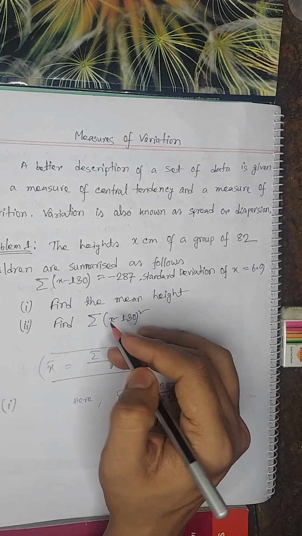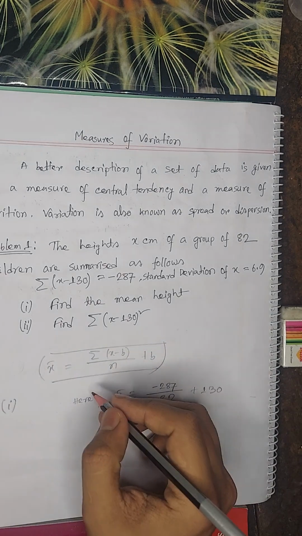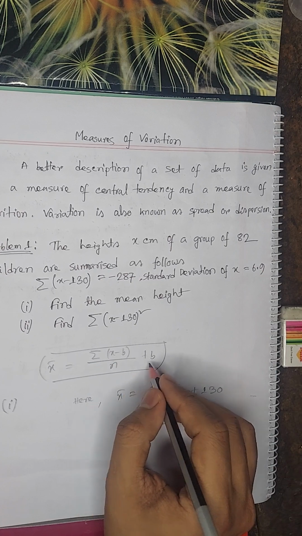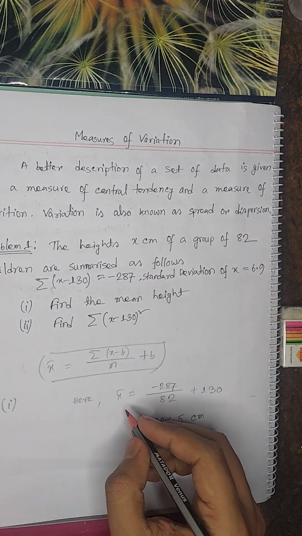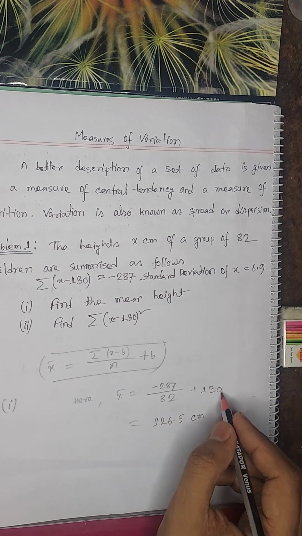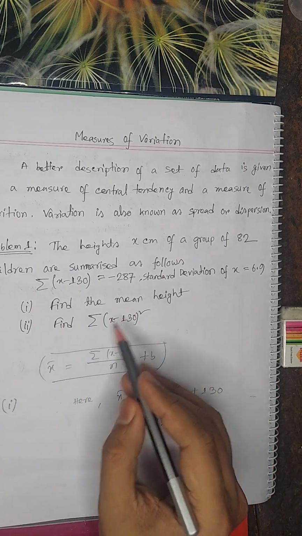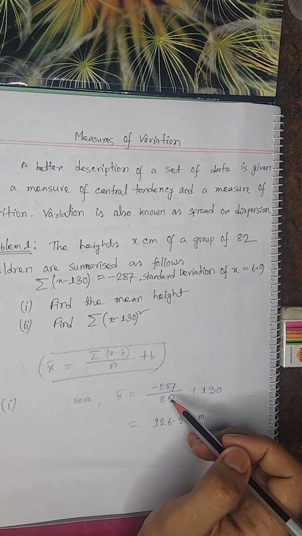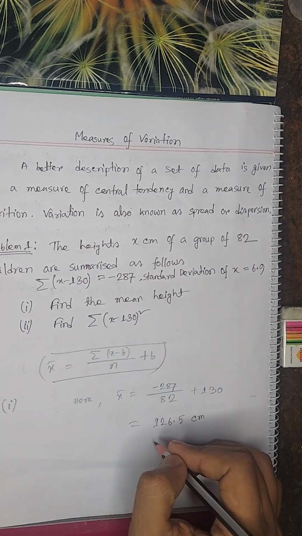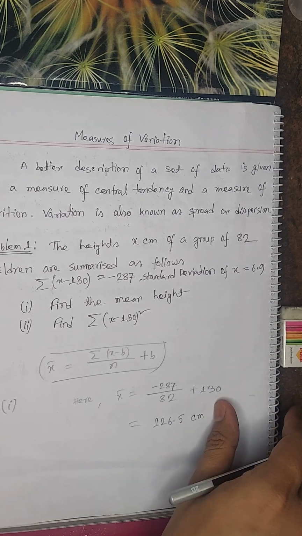Okay, and we have to find the mean height and then find this. Here is the formula of the mean, which is summation of x minus b divided by n, plus b. We have to find the mean value of x, where the value of b is 130, n is 82, and summation of x minus b is minus 287. So the mean value of x is 126.5 centimeters.